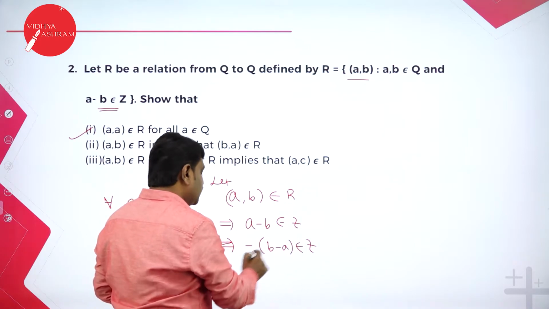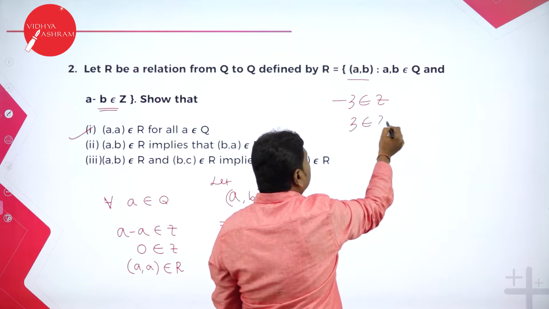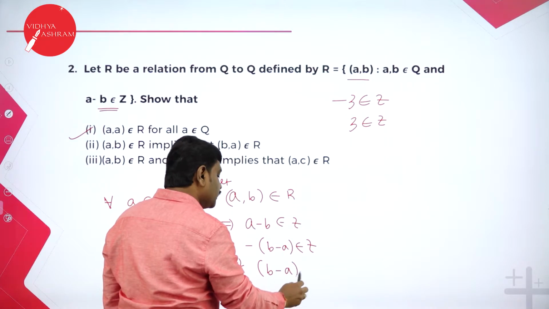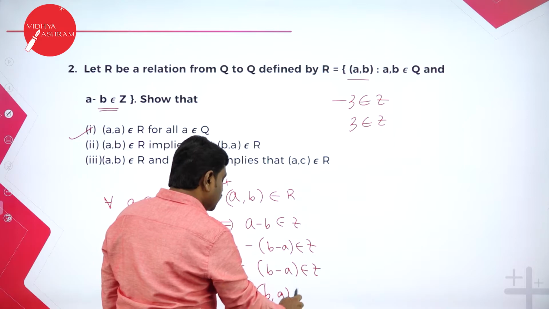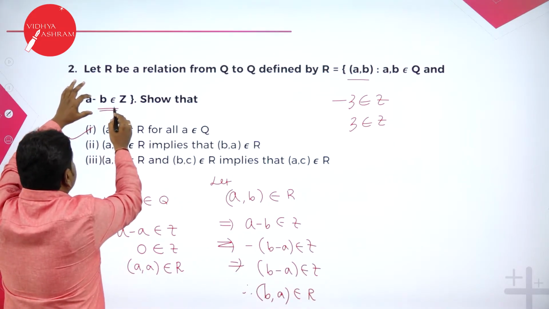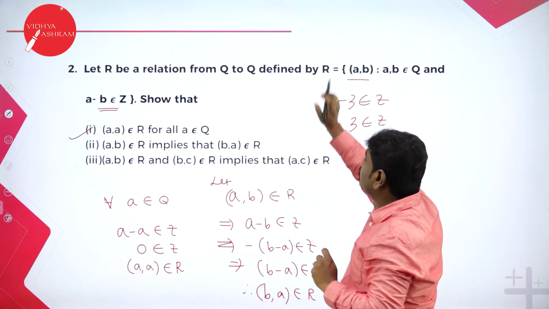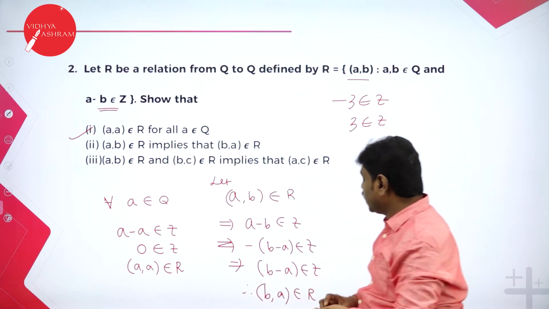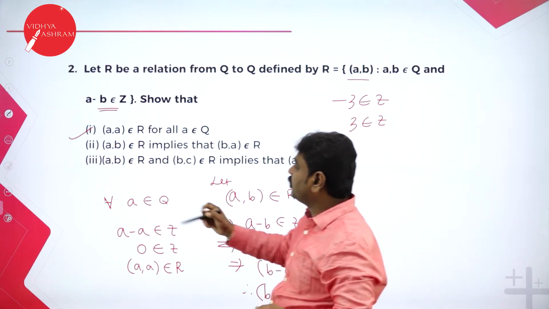If a negative number is an integer, see, minus 3 is an integer. Do you agree? What about 3? 3 is also an integer. So minus of (B minus A) belongs to the integers, meaning B minus A belongs to the integers. Therefore, what is the conclusion? (B, A) belongs to the relation. First you should know how to read this: (A, B) belongs to R means the difference is an integer, or if the difference is an integer, (A, B) belongs to R. Here I got the difference is an integer, therefore (B, A) belongs to R. If (A, B) belongs to R, (B, A) belongs to R, we proved it.